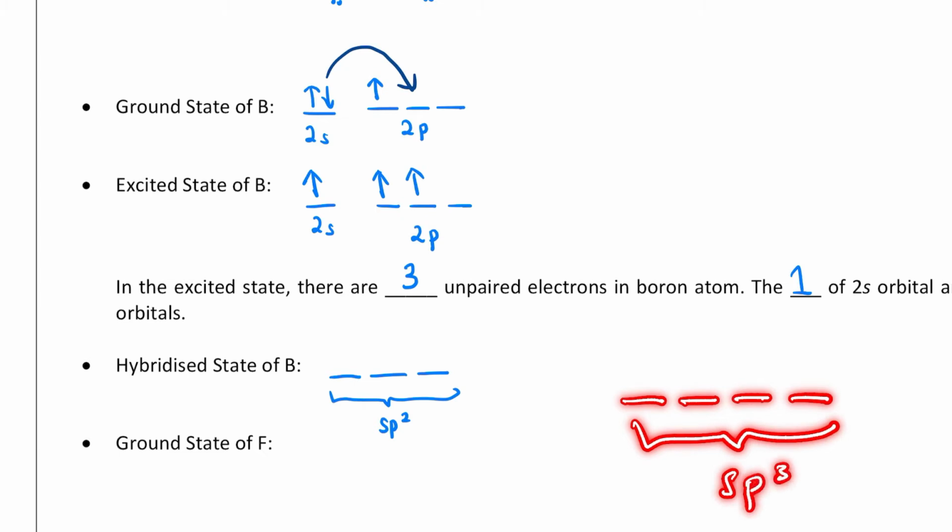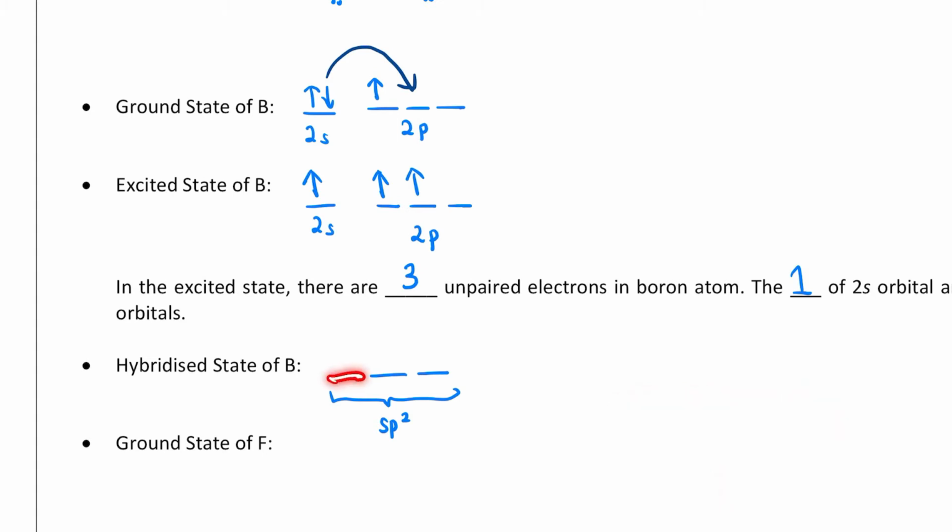Kenapa 4? Sebab S 1 orbital, P 3 orbital. So 3 tambah 1, 4 lah. That's why ada 4 hybrid orbital. Kalau sp2, S ada 1, P ada 2. So ngam 3. So 3 garisan sinilah 3 hybrid orbital. Okay, and then kita nak fill in the electron ikut je dekat excited state ni. Okay, so since semua unpacked, so semua unpacked lah.